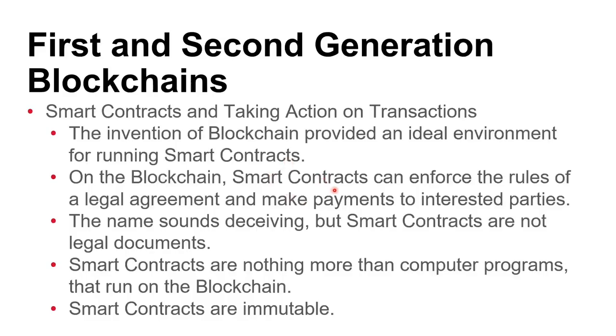The invention of the blockchain provided an ideal environment for running smart contracts. On the blockchain, smart contracts can enforce the rules of the legal agreements and make payments to the interested parties. Again, the name sounds deceiving, but smart contracts are exactly computer programs or applications that run on a blockchain. Smart contracts are immutable once they are deployed.